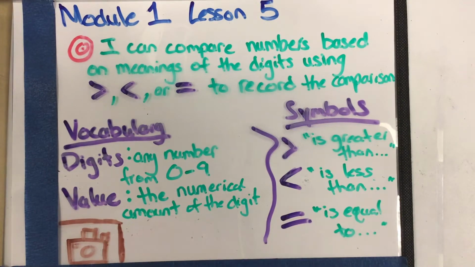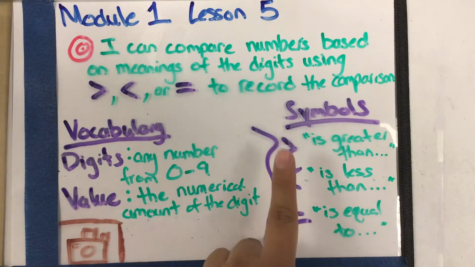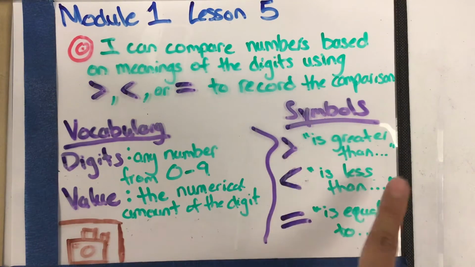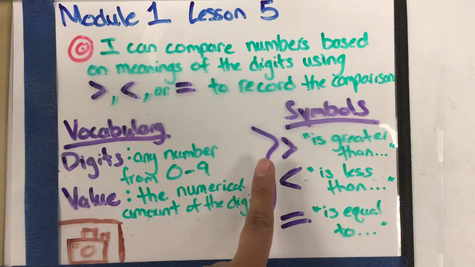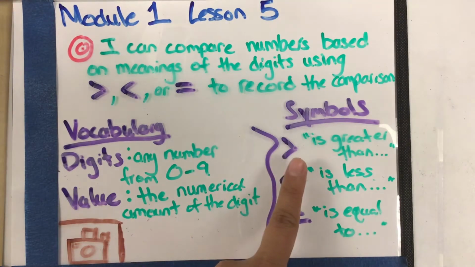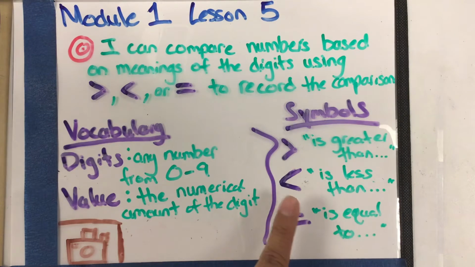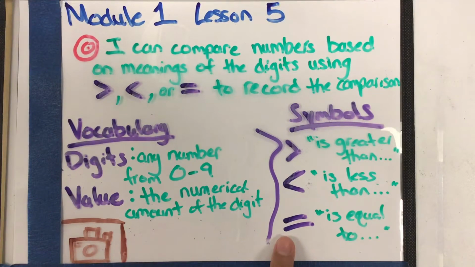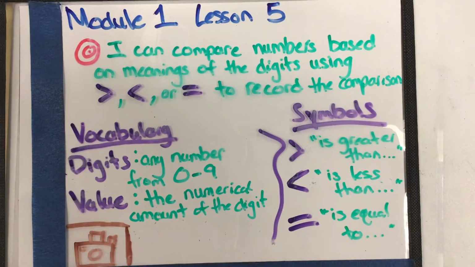But when we use it in a math sentence, we could always use it as blank is greater than blank. So we would say like 6 is greater than 4. Or here, this is the less than sign, but it says is less than. So we would say 12 is less than 20. And here we have the equal sign showing that they are the same, or that they're equal to. So it would be 4 is equal to 4.